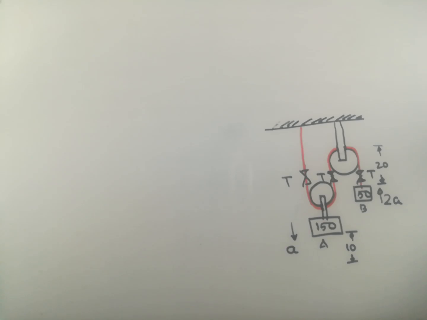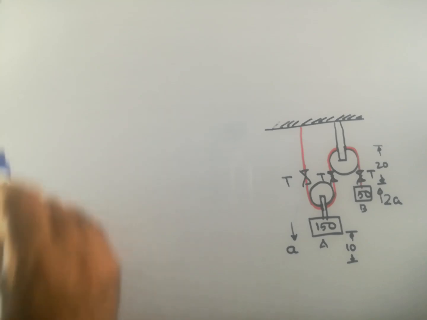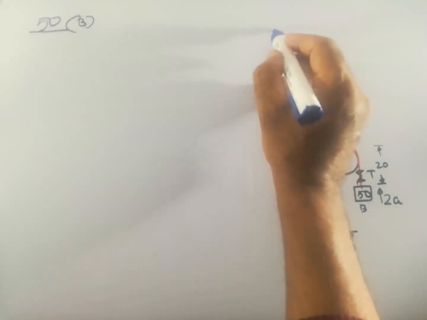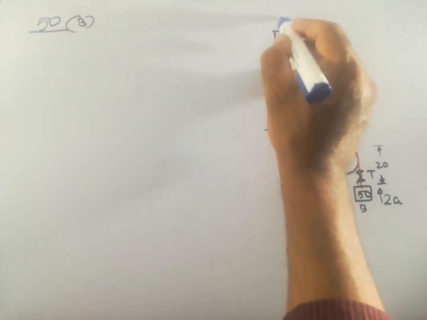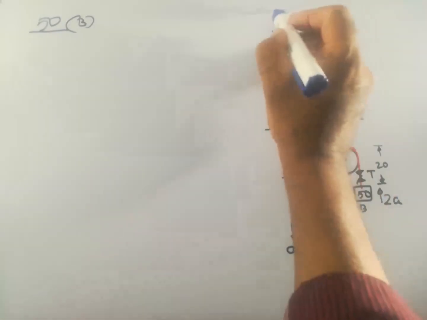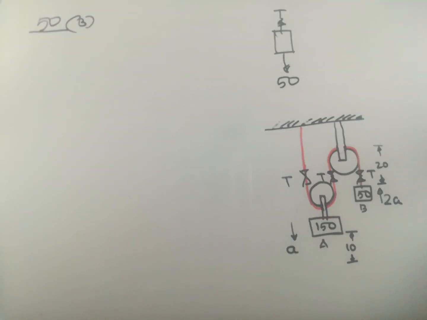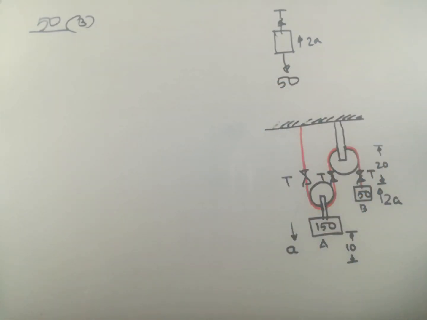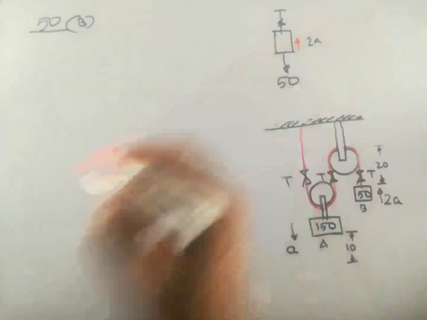Okay, so let us consider block B first, that is a 50 Newton block. Draw the free body diagram. This is 50 Newton acting vertically downwards, T tension upwards. If you assume that this is moving down, this will be moving upwards. So it is 2A upwards.